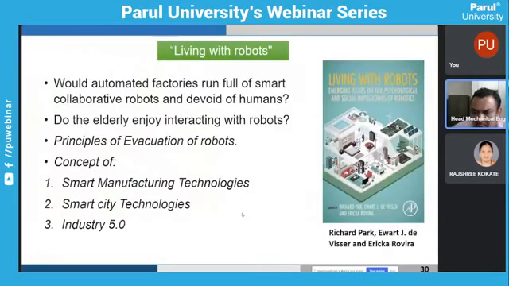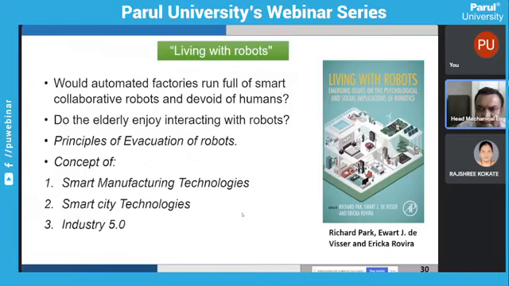So even people have written books on living with the robots. You can also search for this book, which is available. They have narrated the concept of smart manufacturing technology, smart city technology, and Industry 5.0. In India so far we have not implemented Industry 4.0 successfully, but in a country like Japan, there was a talk just before today by one of the Japanese people. I attended that, and they are saying the government has already started working on Industry 5.0, and I think their target is to successfully implement Industry 5.0 by 2025.